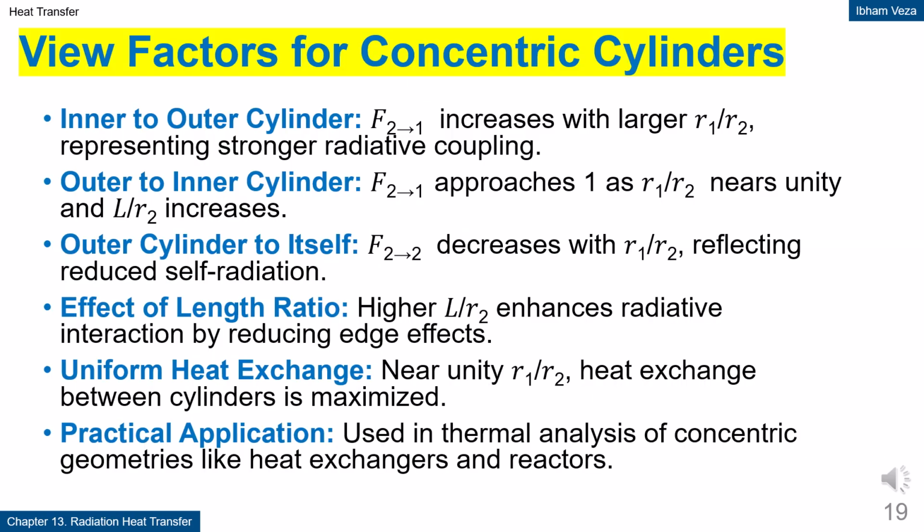View factor for concentric cylinders: the view factor to the outer cylinder increases as the radius ratio approaches unity. For the outer to the inner cylinder, the value approaches 1 when the geometry is nearly the same and the cylinders are sufficiently long. The self-view factor of the outer cylinder decreases as the inner space becomes larger. The cylinder length also plays a role by reducing edge effects. This configuration is important in reactor analysis, insulated pipes, and heat exchangers.